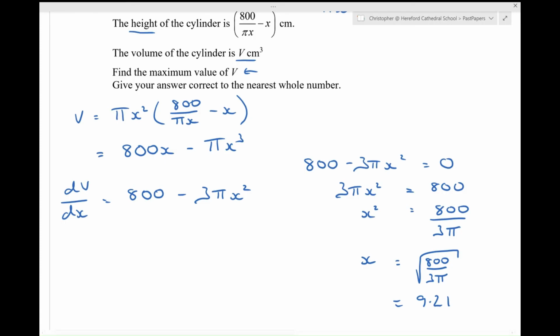And in the question, I'm asked to find what that maximum value of V is going to be. What is that maximum volume? So the maximum volume will be the value of the volume, which is pi x squared multiplied by 800 over pi x minus x.